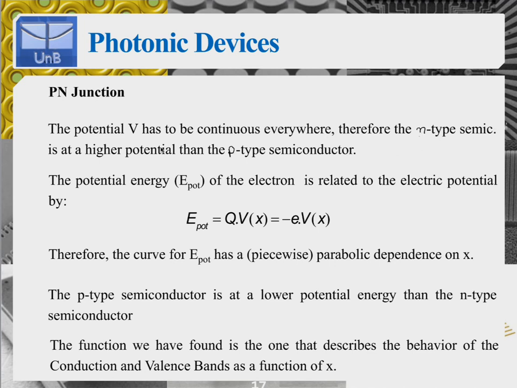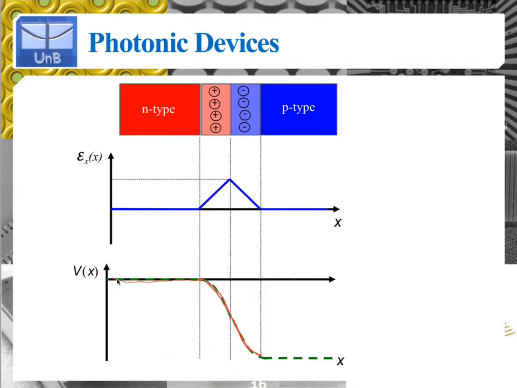Therefore, the n-type semiconductor is at a higher V, higher electrostatic potential than the p-type semiconductor. The n-type semiconductor here is at a larger V than the p-type side. Okay, so there is the bending of the electrostatic potential.